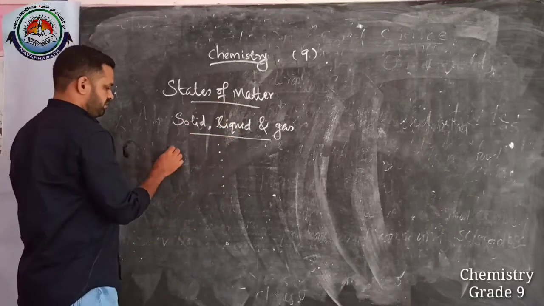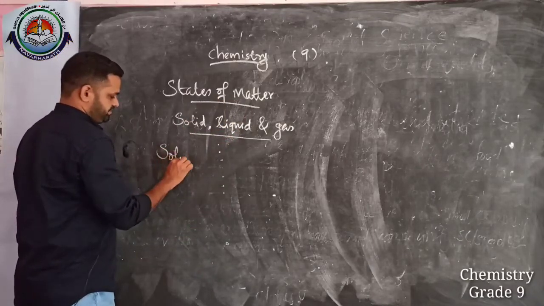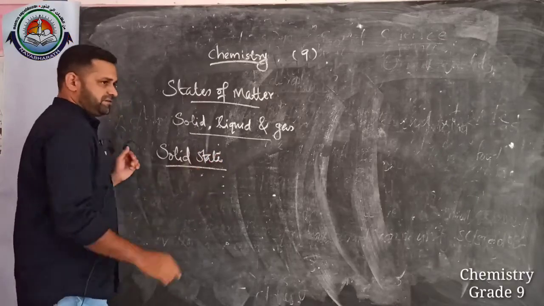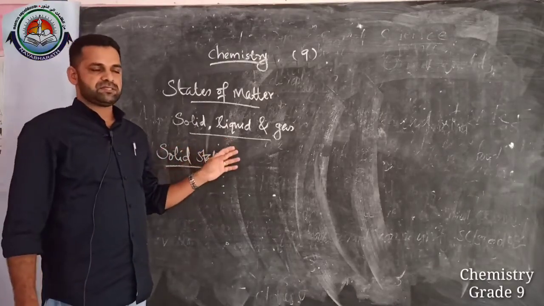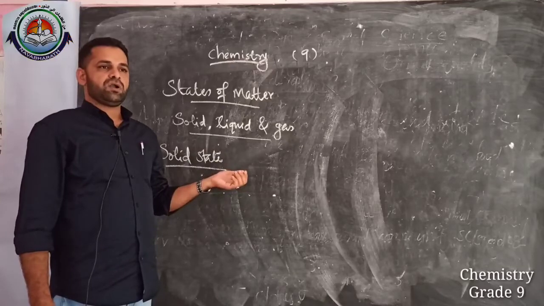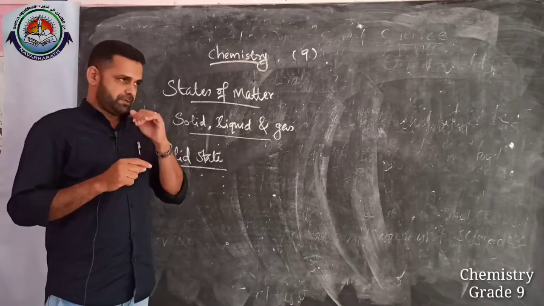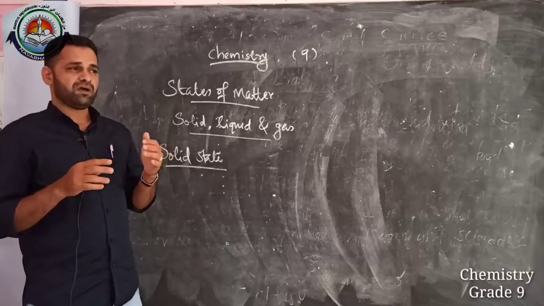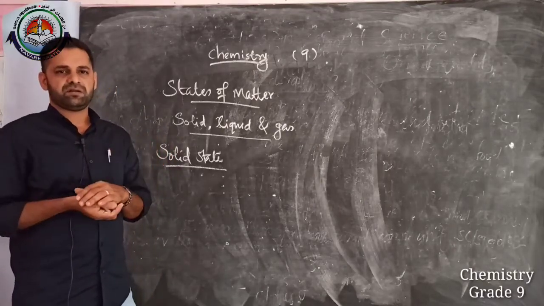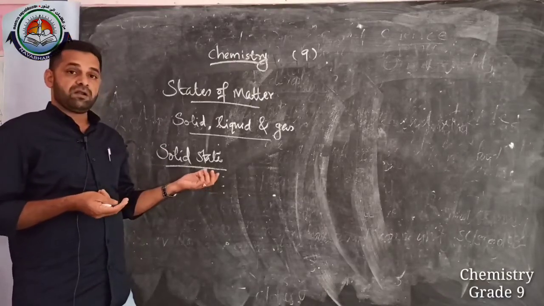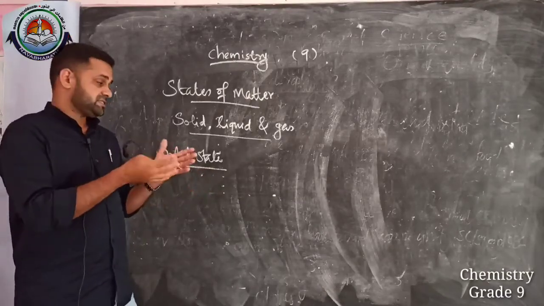Now, let us see how the particles are arranged in these different states of matter. Let us discuss one by one. First one is solid state. We have studied in the last class what the characteristics of particles of matter are. The first one is that the particles of matter are very small.